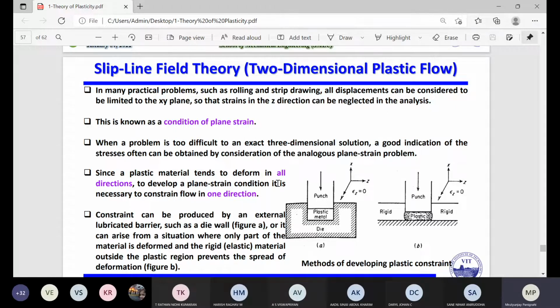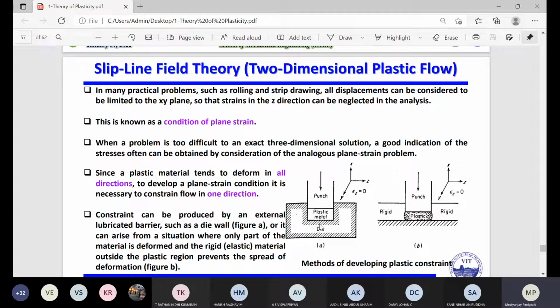At the same time, we also have to give the solution. You cannot say, "No, I cannot do this one, so just leave it, or just forget about this one." We have to give the solution. So similarly, if you see here, I have given you two schematic diagrams of the methods of developing the plastic constraint.